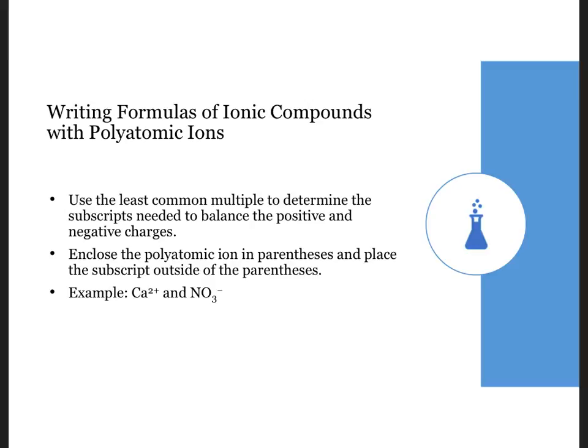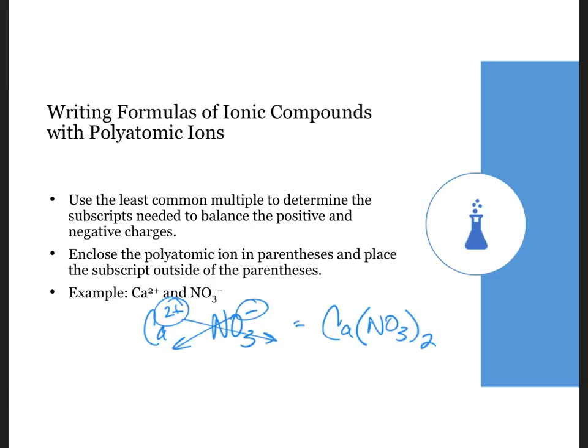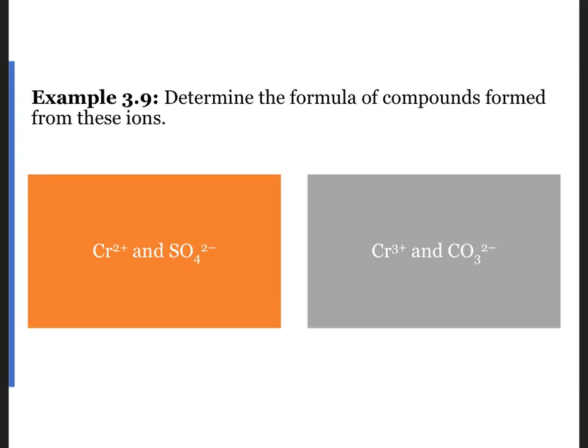For example, calcium and nitrate combine to form Ca(NO3)2. Double checking our charges, we see that 2 -1 nitrates indeed balance out a +2 calcium ion to give a neutral compound overall. Here are 2 examples for you to try. Pause the video and write the formula for each compound.